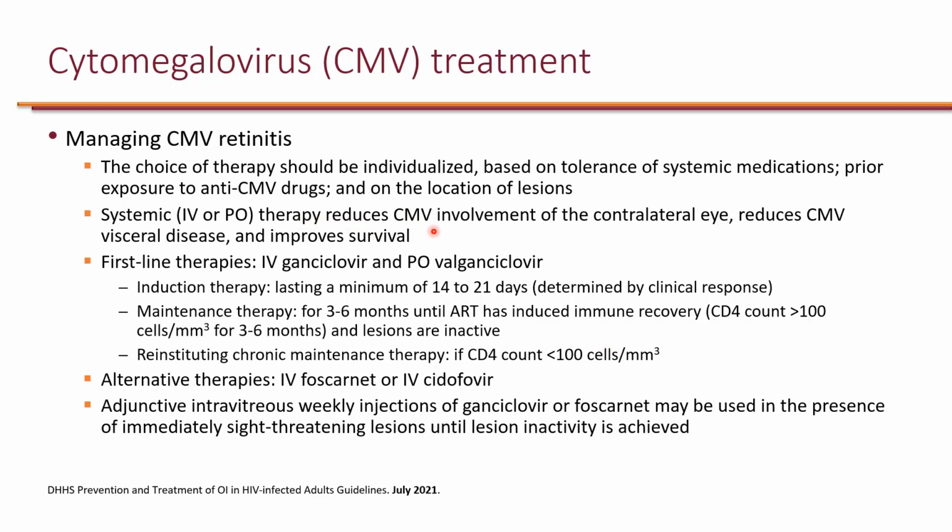The choice of therapy should be individualized based on tolerance of systemic medications, prior exposure to anti-CMV drugs, as well as on location of lesions in the eye. For example, someone who has been receiving valganciclovir may have developed resistance to ganciclovir and valganciclovir, so they may need cidofovir or foscarnet. Now, systemic therapy, either IV or PO, as opposed to intravitreous injection, has been shown to reduce CMV involvement of the contralateral eye, to reduce CMV visceral disease, as well as to improve survival.